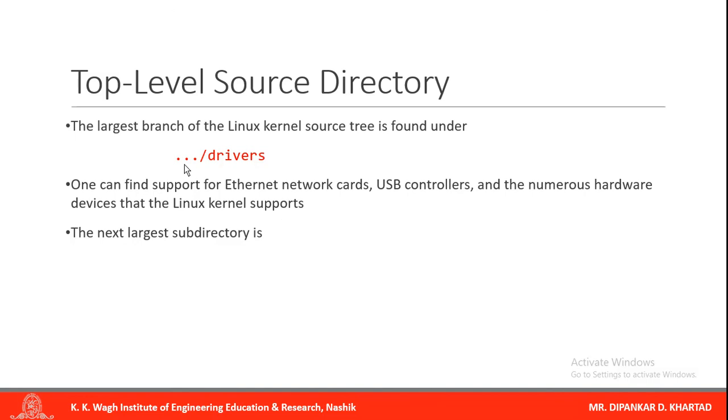The next largest subdirectory is the architecture directory. It supports more than 20 unique processor architectures, which is a big number. So the first large subdirectory is drivers, and the second one is architecture. Drivers contains all the support for Ethernet network cards, USB controllers and various other hardware devices, and the architecture directory contains more than 20 unique processor architectures.